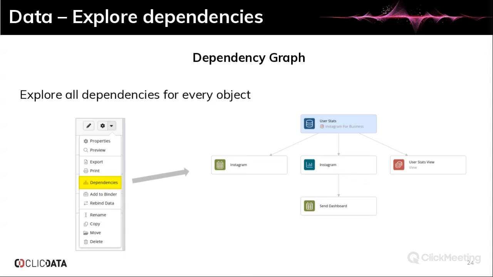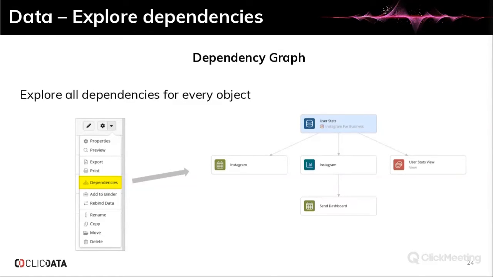On the data explorers, we have different features now which are really useful to manage your data. The first of them is the dependency graph, which was released last week. So you might not have seen that yet. You can actually, for any object, not only data, you can also do that for dashboards, reports, etc. You can explore all the dependencies of that object. So in this example here, we can see that this data table called user stats is used in different objects of the platform, schedules, dashboards, views.